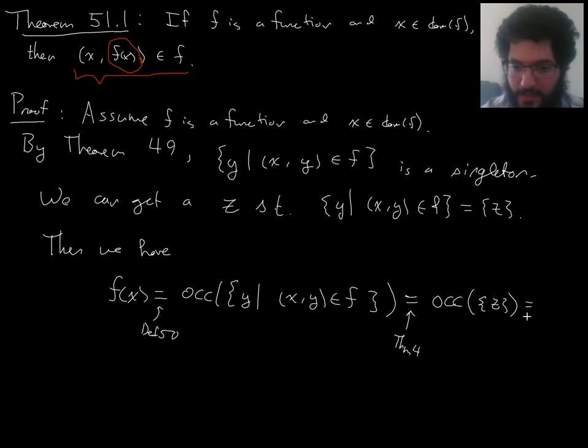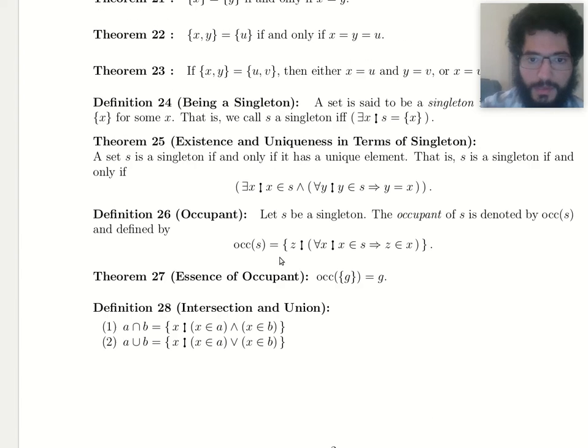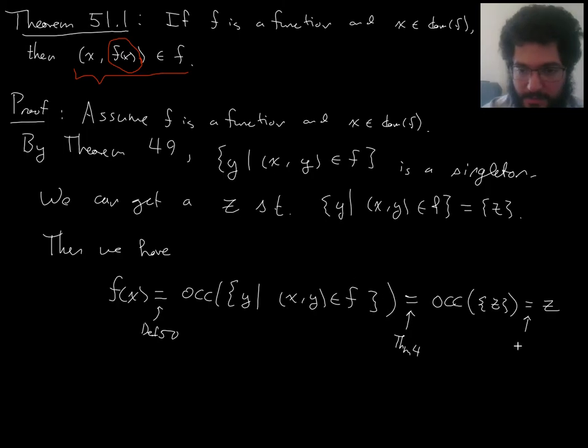And then what is the occupant of a singleton? It's the thing living in there, the one person living in there inside the singleton. So this is by, probably it was essence of occupant or something like that, the fundamental fact about occupant that one needs to know, Theorem 27. So f of x is that one, whatever name we gave to that one thing living in there, that's what f of x is.